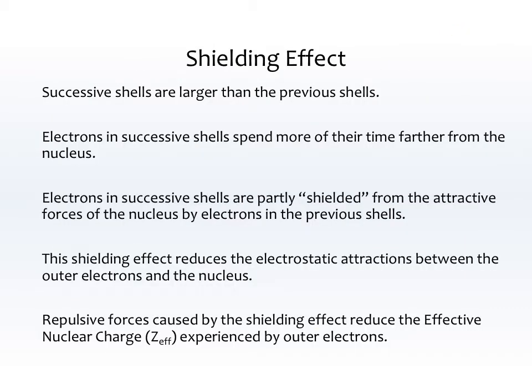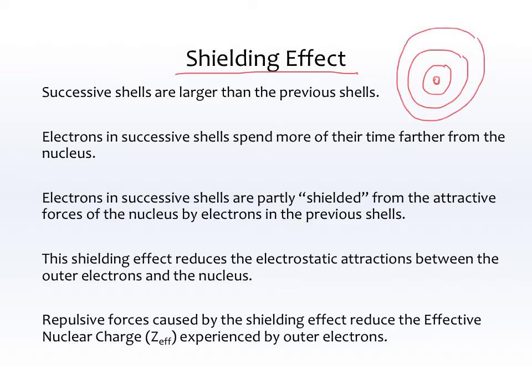So pretty much all of the periodic trends that we're going to introduce have to do with the size of the atom and the number of protons in the nucleus. And that can mostly be boiled down to the shielding effect. We had previously talked about the shielding effect in our earlier video. Successive shells are larger than the previous shells, which means shell 2 is larger than shell 1, shell 3 is larger than shell 2, energy level 4 is larger than energy level 3, and so on.